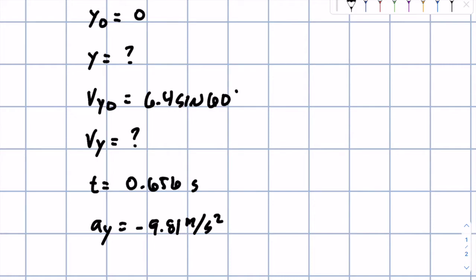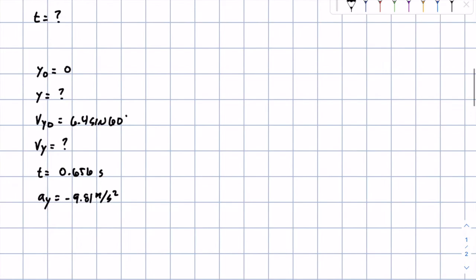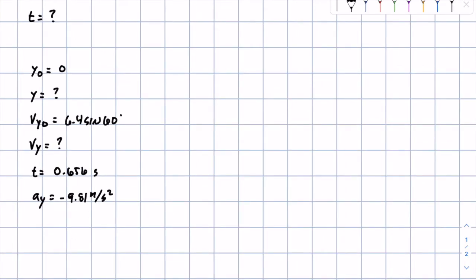All right, let's move on. So we're going to start off with the long equation like we usually do. y minus y naught is equal to vy naught t plus 1/2 ay t squared. And plugging in for y naught of 0, vy naught 6.4 sine 60 degrees, and for acceleration in the y, negative 9.81.